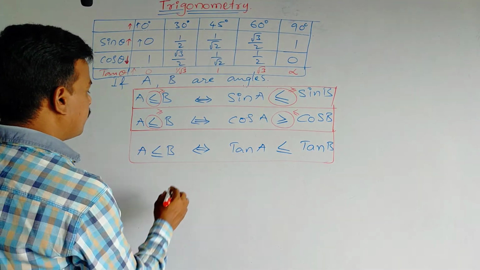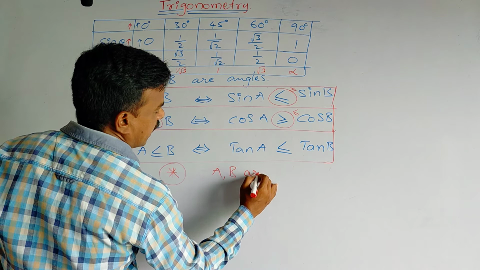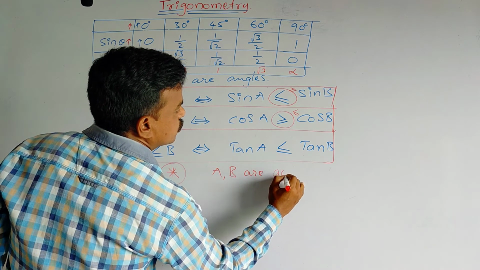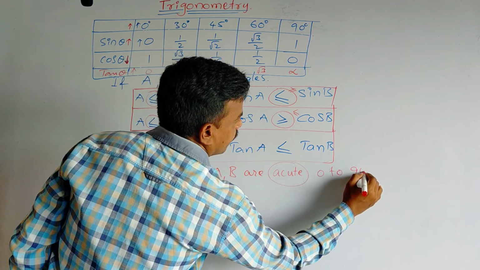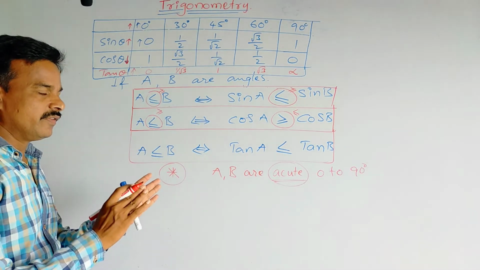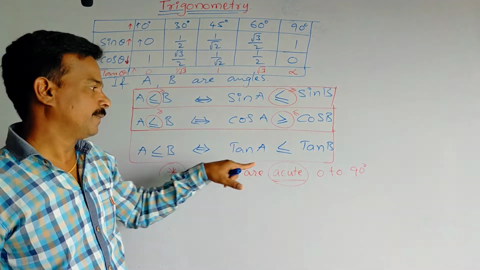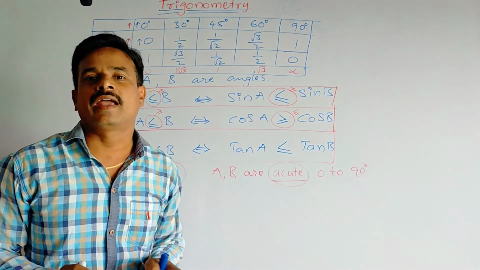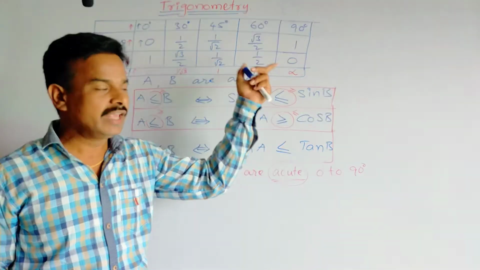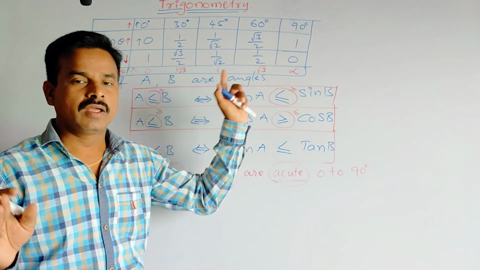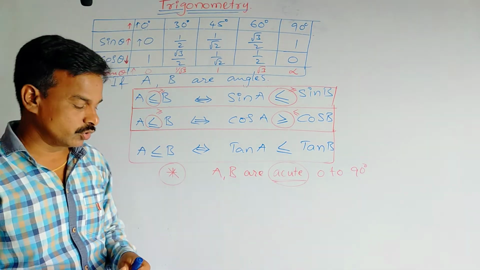Here the important point is that A and B are acute angles only. That means 0 to 90. Actually, these acute angles are between 0 and 90, and we can include 0 and 90 also for this. If we take angles more than 90, these values will change. I think you understand. So it is very important, and this is about today's topic.